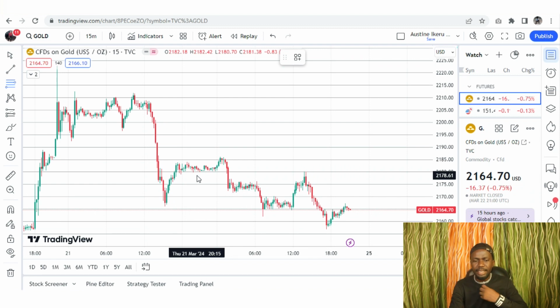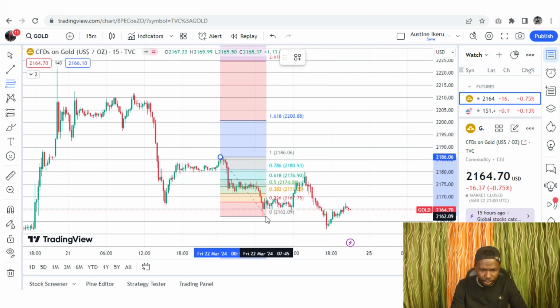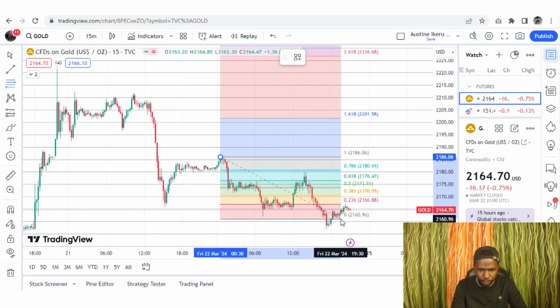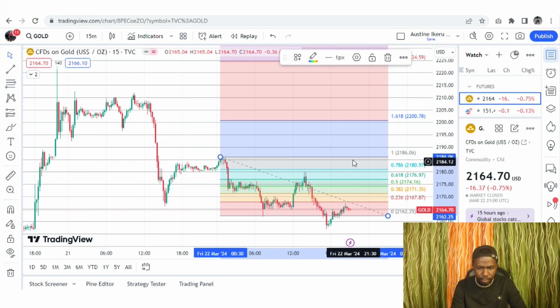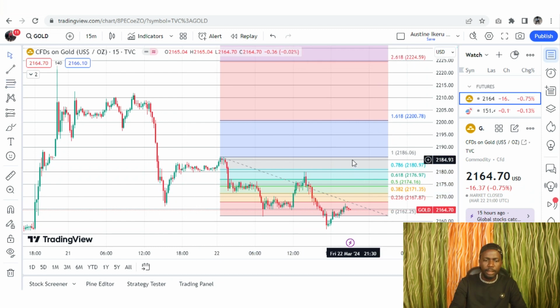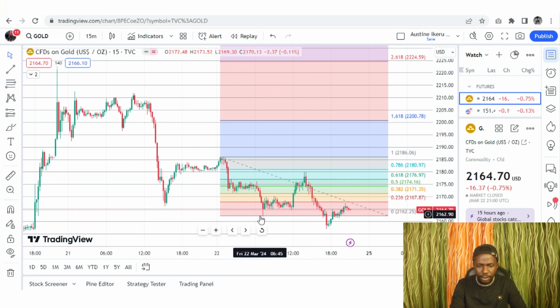For the fact that the market is in a down move, we are going to connect the highs and the low and extend it to the future. So this is the high and then this is the low. So now we have connected the high to the low and we have extended it to the future. So we're going to look at these numbers, this 0.786, 0.618, 0.5, 0.382 and 0.236. We're going to look at these levels to know the one that the price is respecting.